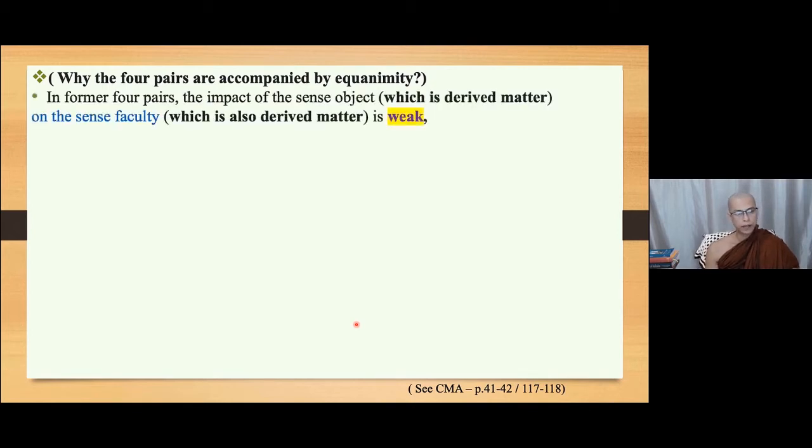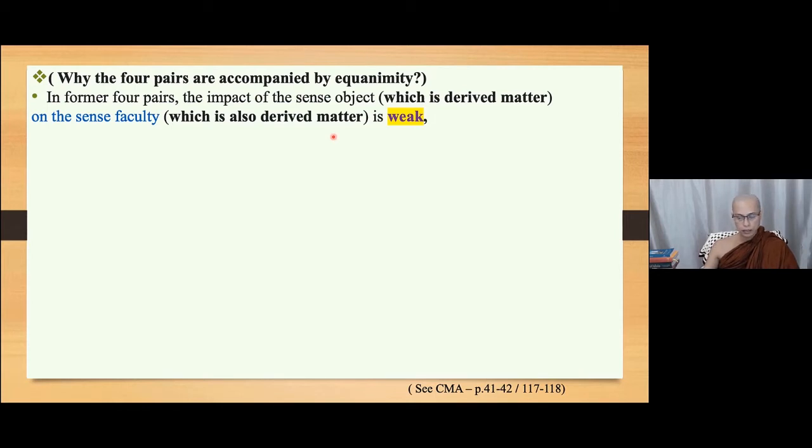And the form of 4 pairs, as you know: the visible object, sound, smell, taste, these are the objects. The impact of these 4 sense objects on the sense faculty. Sense faculty refers to the eye sensitivity, ear sensitivity, nose sensitivity, and tongue sensitivity. So when they come together in the present moment, it is like a touching of these 2, but not really touching sometimes. And the touching is very weak because both are derived matter, upada rupa. There are no essential elements in this group, from the object side and also from the faculty side. All are derived matter, upada rupa.